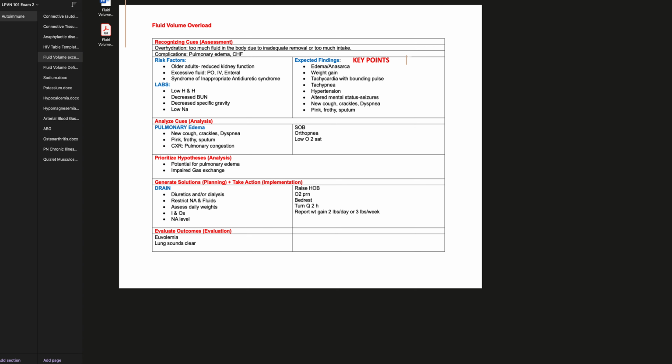And our goal or our outcome should be euvolemia, which means an almost equal intake versus outtake. Okay, and lung sounds clear. We definitely want that. Now we're going to compare that with fluid volume deficit.